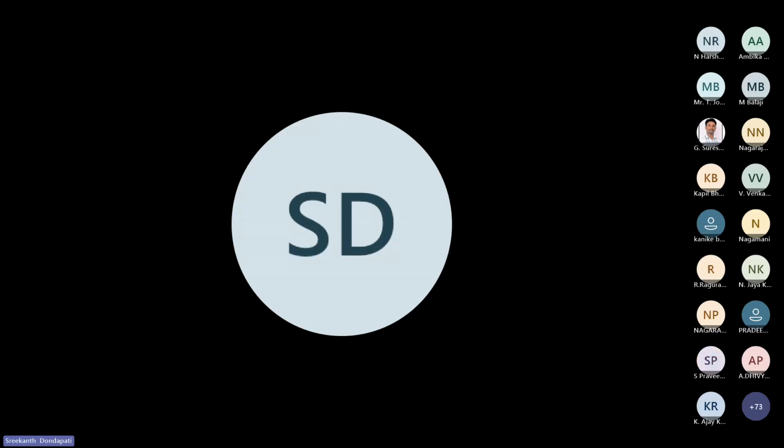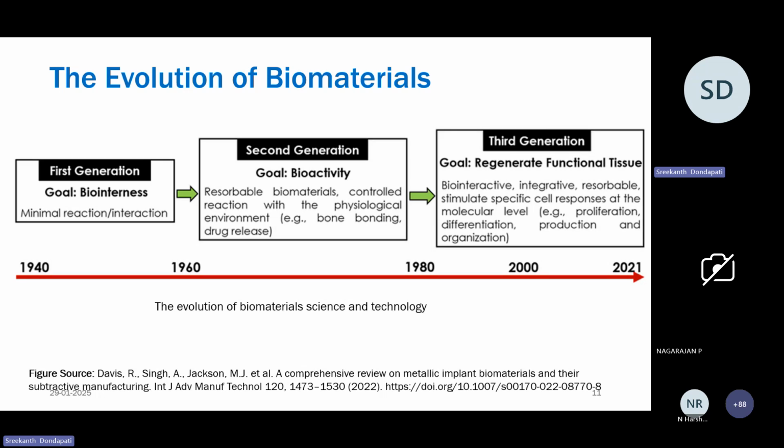Right now we are in the third generation still. So now, regeneration of functional tissues should be bio-interactive. That means it should interact with the surroundings of the body where it is placed, and it should be resorbable, of course, and it should stimulate specific cell response. It should also aid the growth and proliferation of the cell. So these things are what we want in the biomaterials.